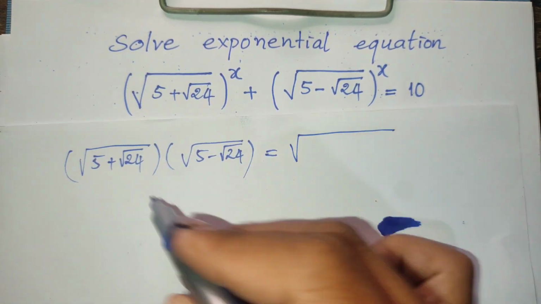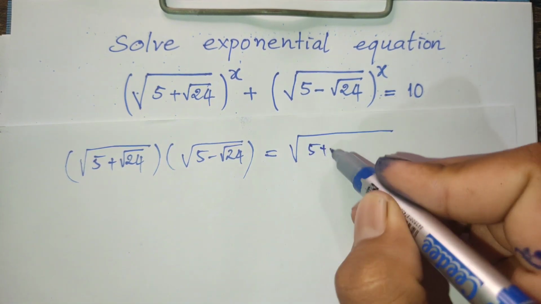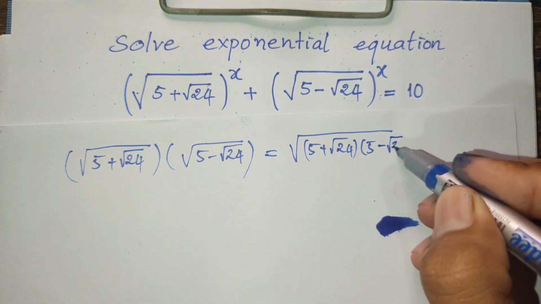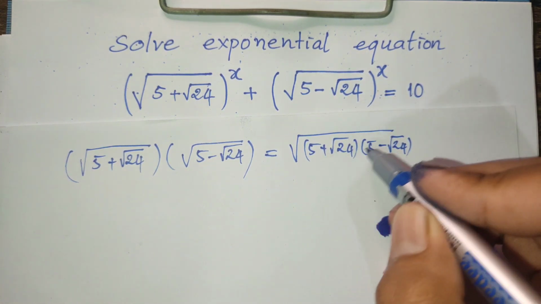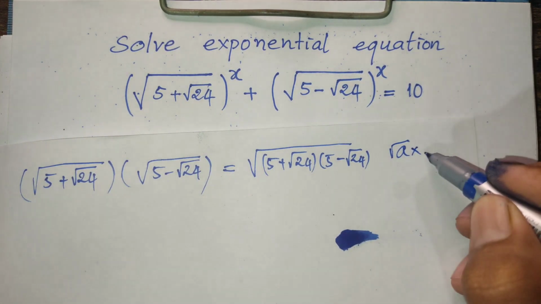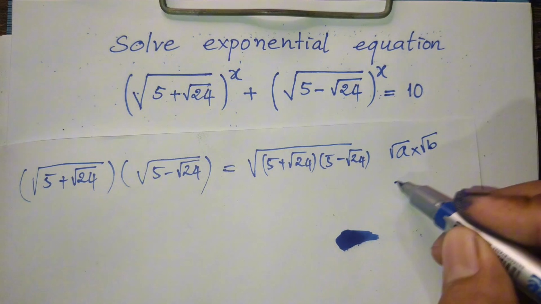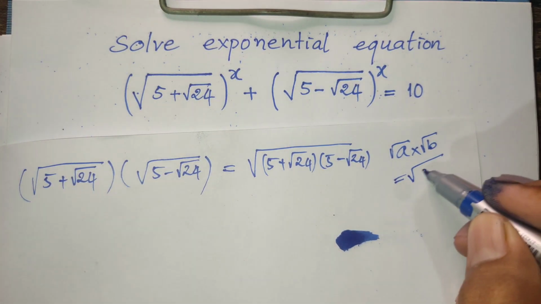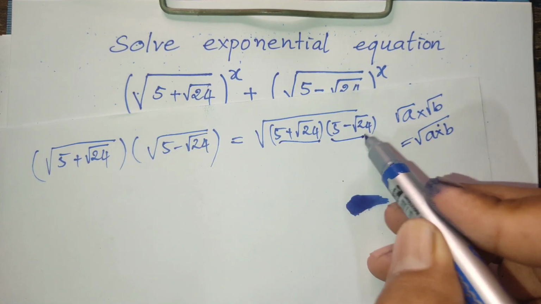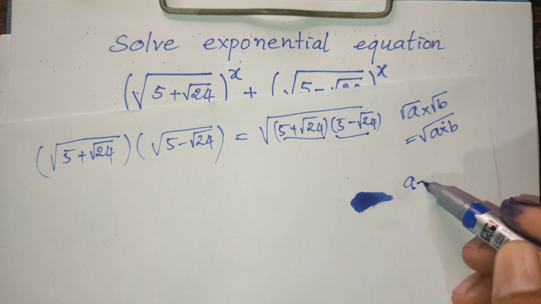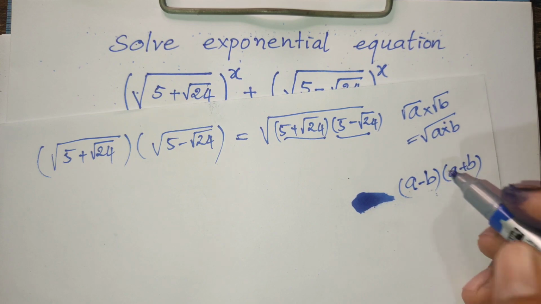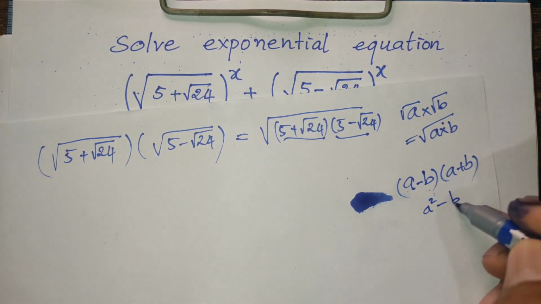square root of (5 plus square root of 24) multiplied by (5 minus square root of 24). Here we use the rule that square root of a multiplied by square root of b gives square root of a times b. And now we use the rule that (a minus b) multiplied by (a plus b) equals a square minus b square.